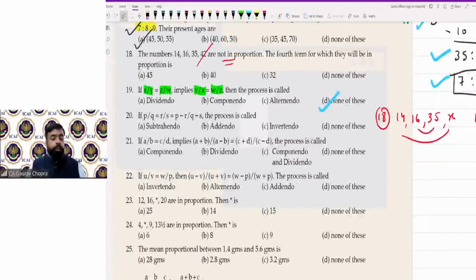Then 20th, P by Q is equal to R by S. And now it is written as P minus R and Q minus S. So this process is known as subtrahendo because they have subtracted them. So it is subtrahendo. Then 21, A plus B is equal to C by D. And the result is A plus B upon A minus B. So both the signs are available. Positive in numerator, negative in denominator. So it is componendo and dividendo. So which is the option? Option number C. Componendo and dividendo.